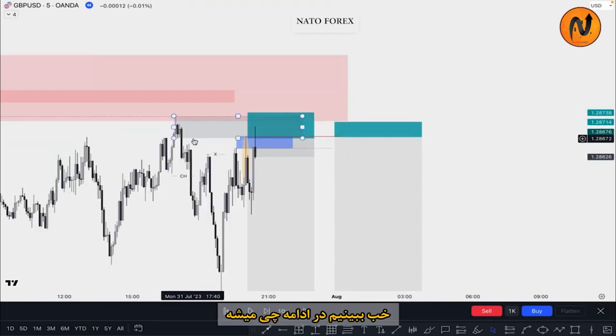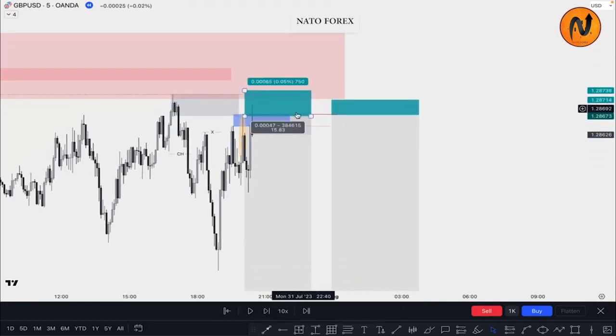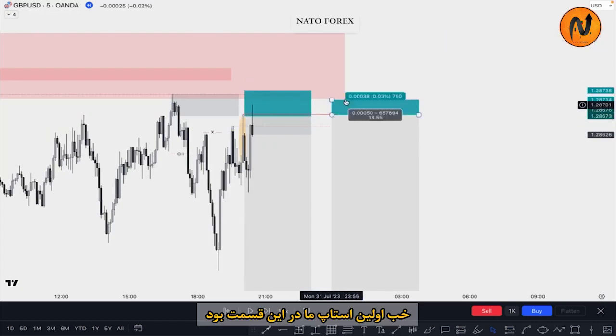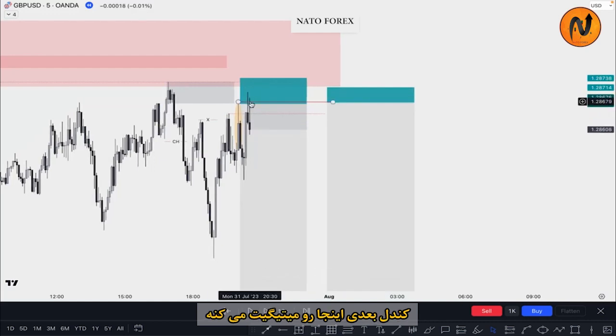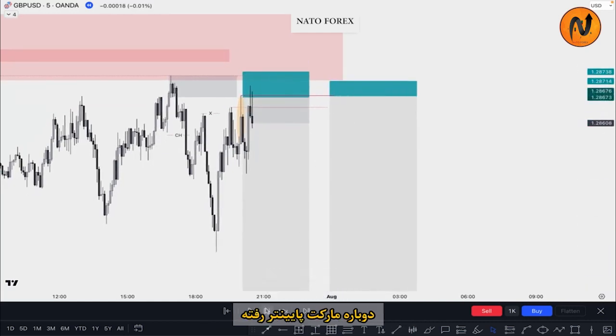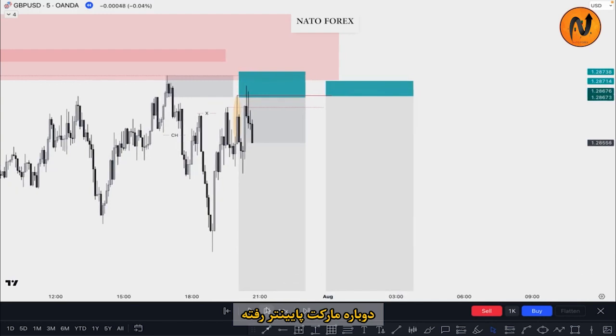Okay, so let's see what happened next after this one and what we can expect here. So this was our first loss here, and on the next attempt market just swept the liquidity. Let's see what happened next here. Next candle mitigates this one, right? Again market pushes downside. Okay, trying to push downside.